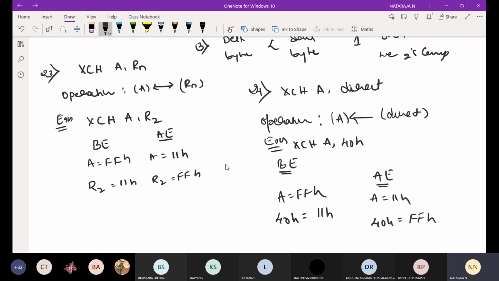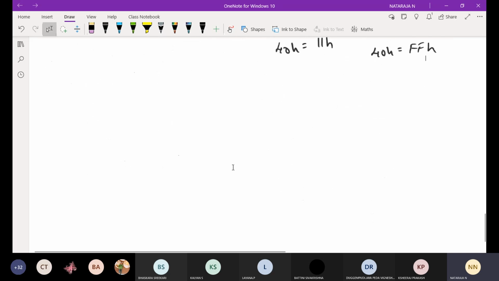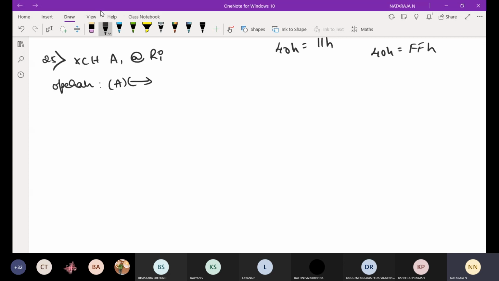Next we have exchange A comma at RI. Next instruction is exchange A comma at RI. Here the operation is to interchange the data from the accumulator to the register RI.